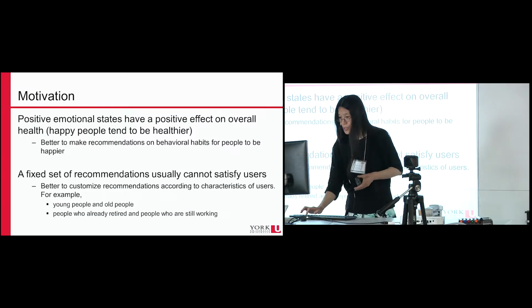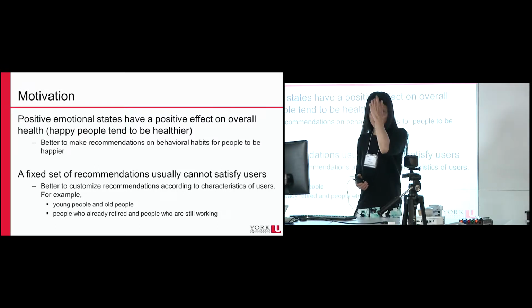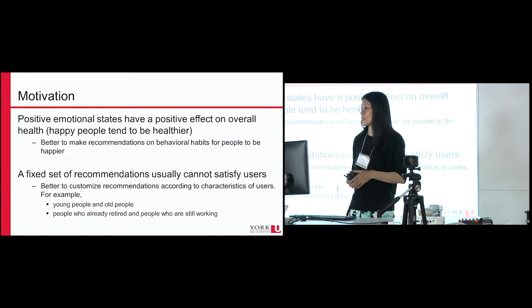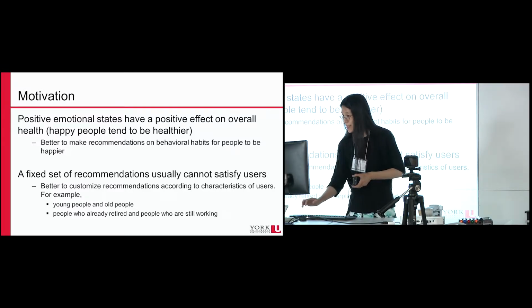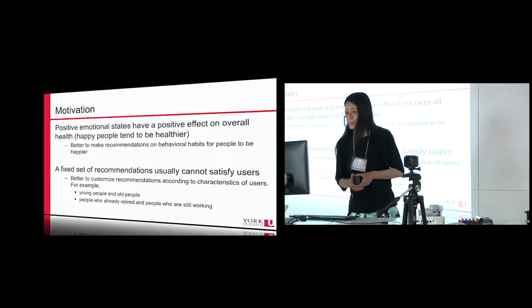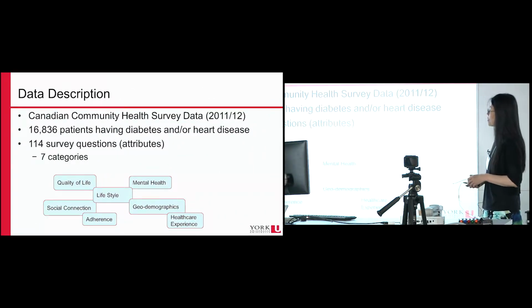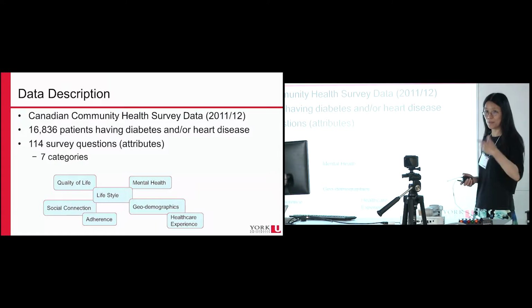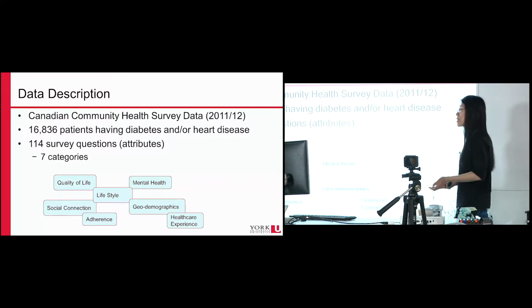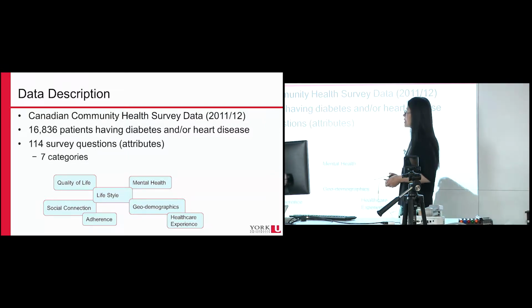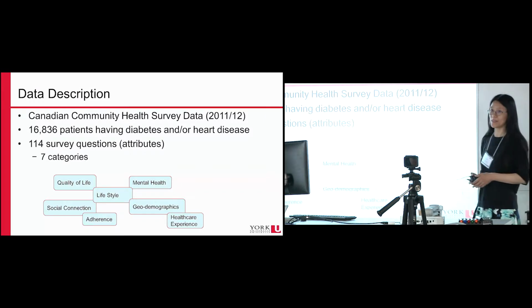So we are going to build a collaborative recommender system based on the characteristics of the user. The system is based on a data set. We try to find the patterns from the data set and use the patterns to make recommendations. The data set is the Canadian Community Health Survey data set.